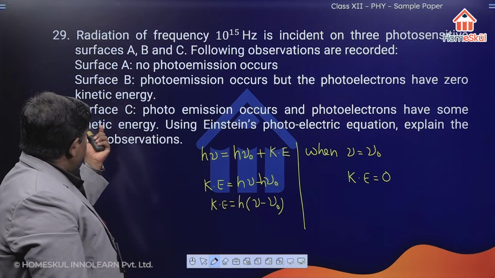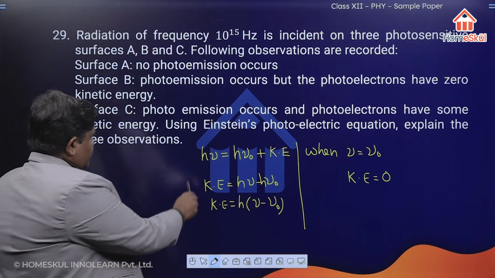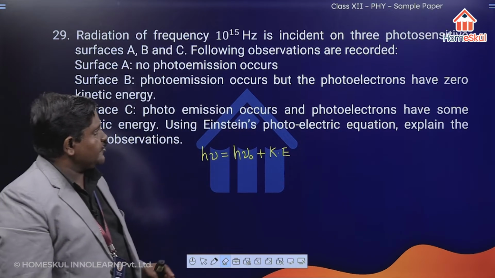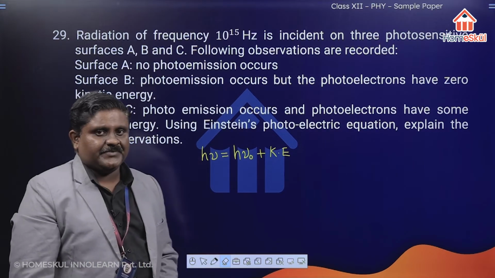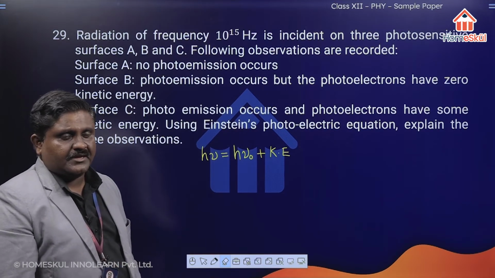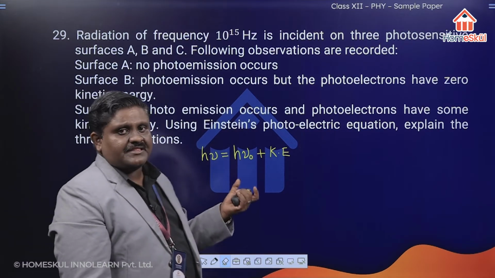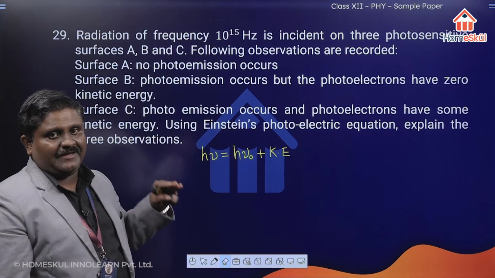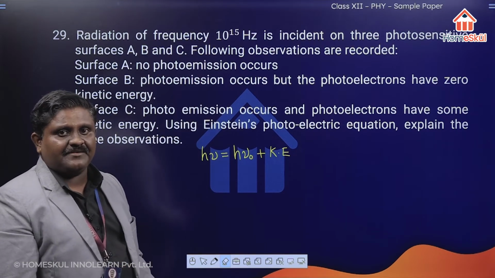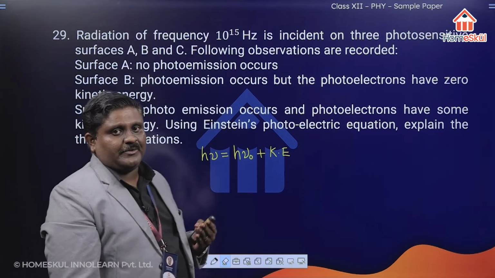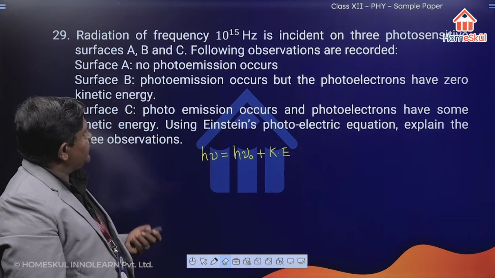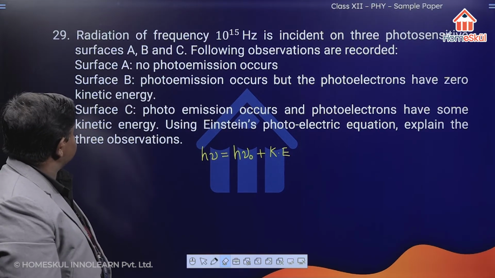Clear? Then, for surface C, photoemission occurs and the photoelectrons have some kinetic energy. That means they obey this equation. The surface C has a threshold frequency less than 10 raised to minus 15 Hertz, which means there is emission of photoelectrons. Clear? So we are moving on to the next question.